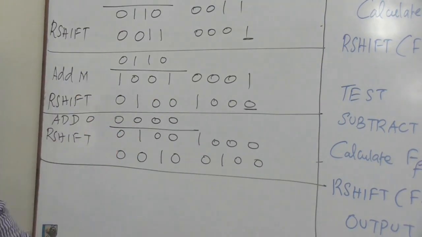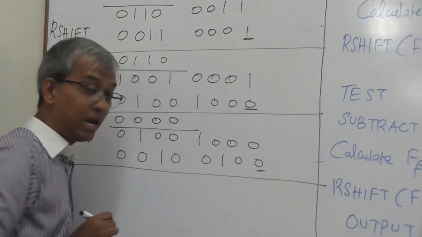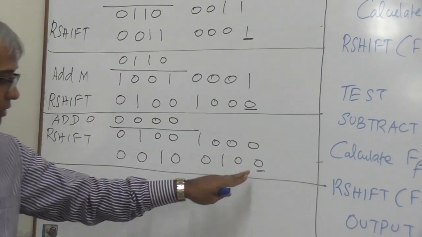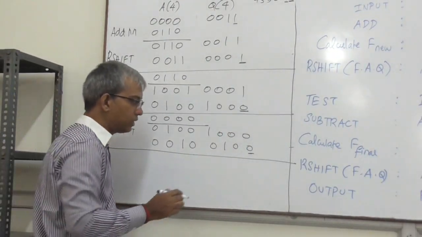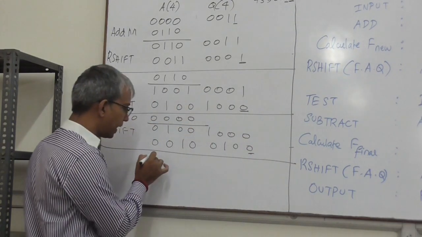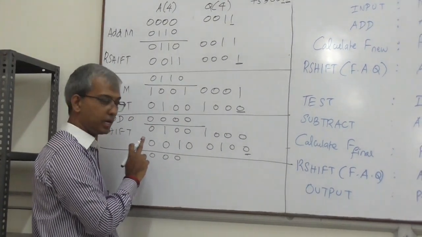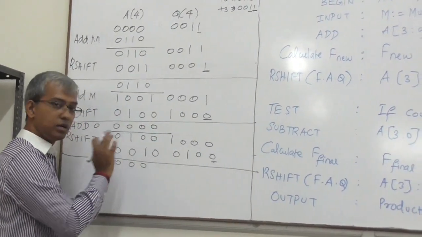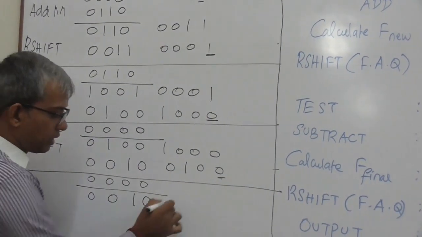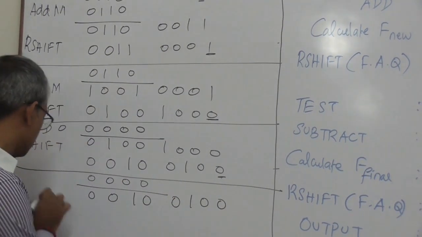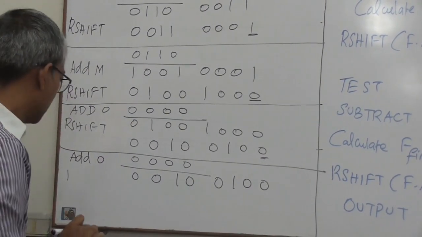Next I have to go for the last iteration, right? So what I have to do, once again I have to check the value of the LSB after shifting. After shifting, at each and every step I have to check the value of the LSB. Here the value is 0. So once again I have to add 0 with A. If the value is 1, then I have to add M, the multiplicand. If the value is 0 at the LSB, then I have to add 0 with A, right? So add all zeros, 0 0 1 0. And here the value is 0 1 0 0. This is add 0 and then I have to go for right shift.